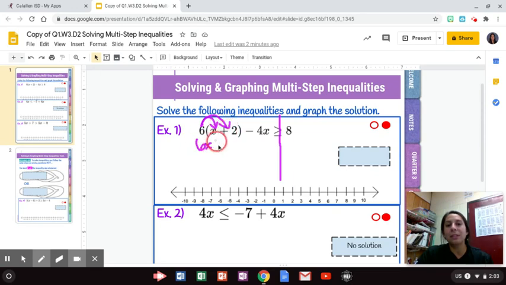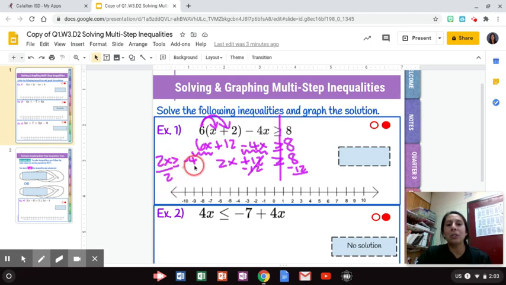So that gives me 6x + 12 - 4x is greater than or equal to 8. Next, we're going to combine 6x, take away 4x. That's 2x + 12 is greater than or equal to 8. Now we look at what they're adding or subtracting to the x, and we always do the opposite. So I'm going to take my 12 from both sides. So that gives you 2x is greater than or equal to negative 4.